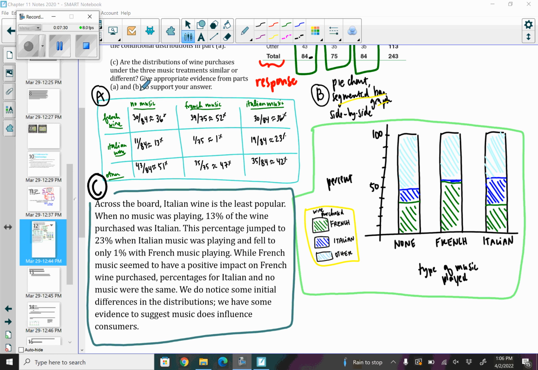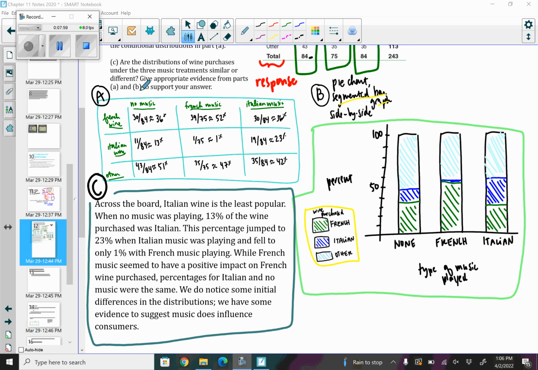So I said, across the board, Italian wine is the least popular. So Italian being that dark blue in our distribution. When no music was playing, 13% of the wine purchased was Italian. This percentage did jump up to 23% when Italian music was playing, but fell to only about 1% when French music was playing. While French music seemed to have a positive impact on French wine purchased, percentages for Italian and no music were the same.